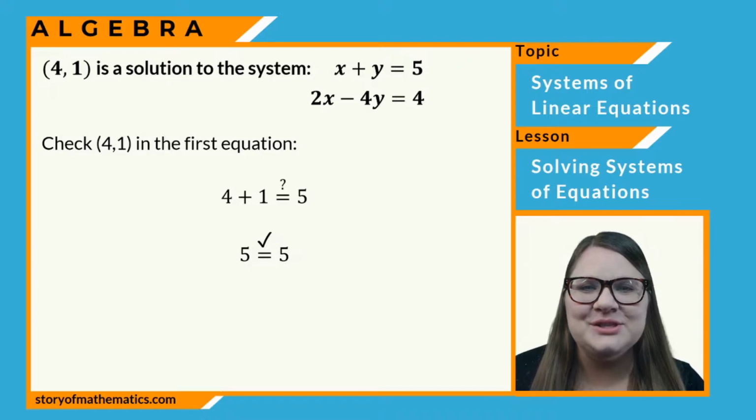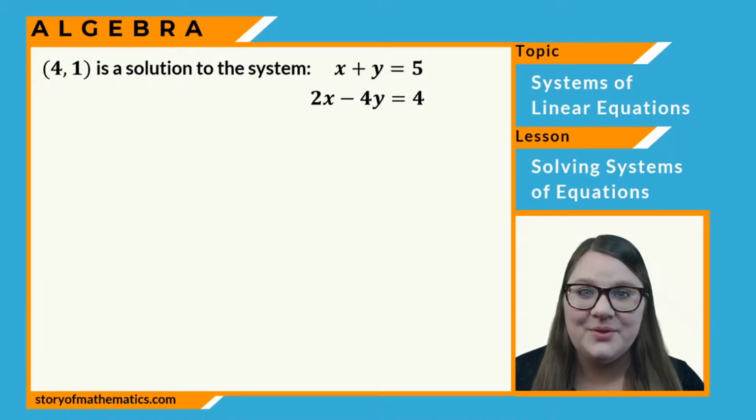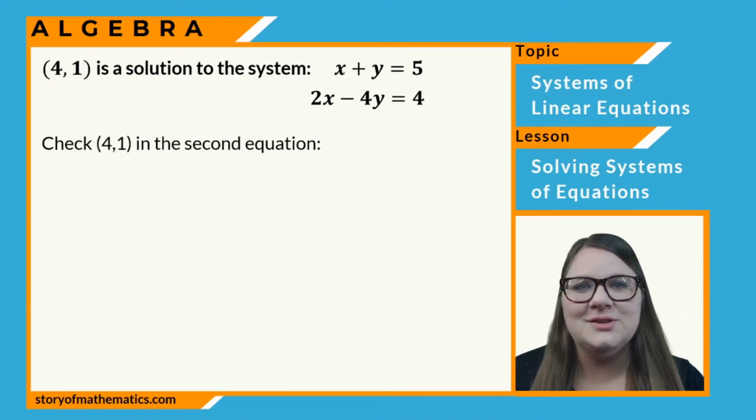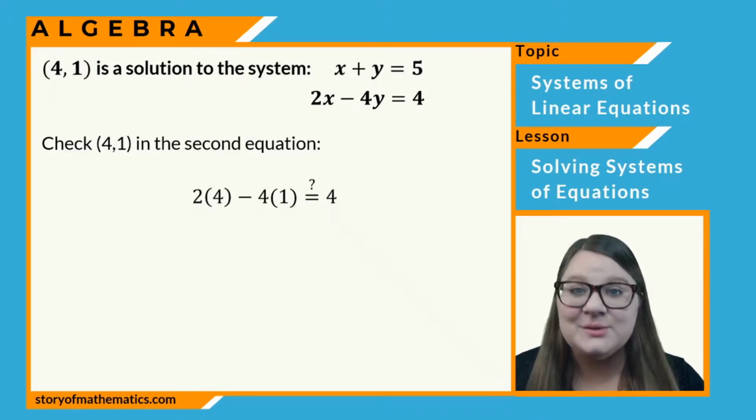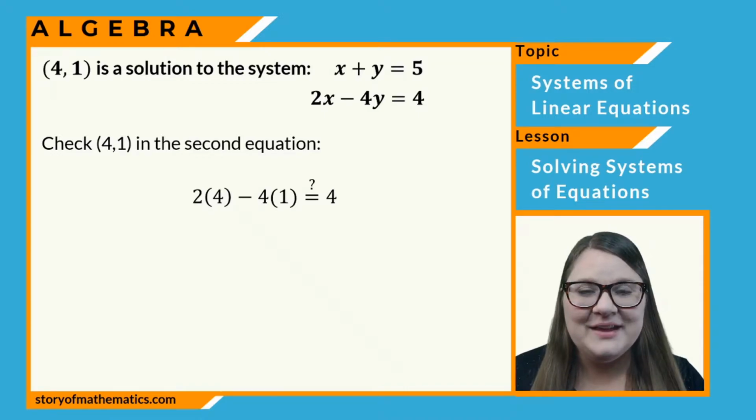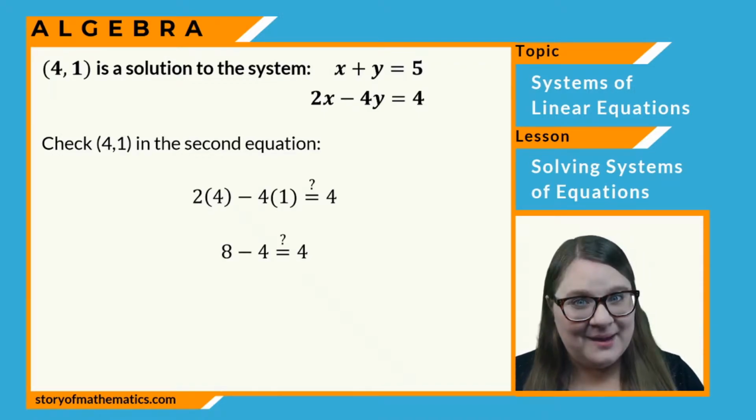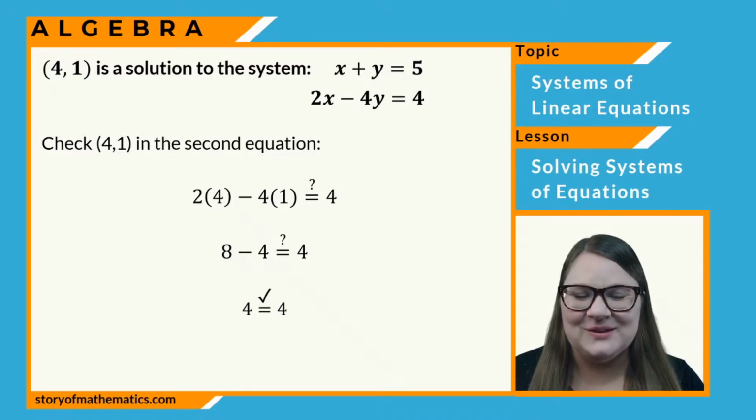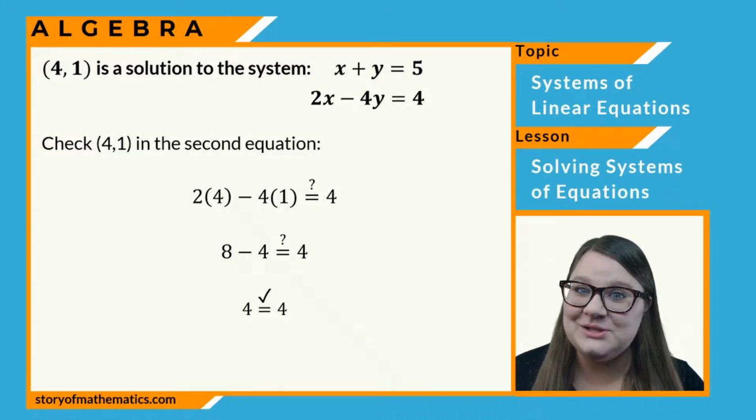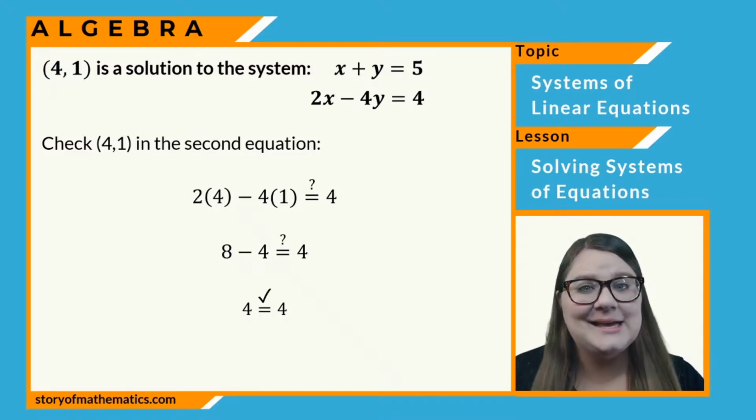However, in order to be a solution to the system, it has to work for both equations. So we're going to also show that it works in the second equation. I'll again replace the x with 4 and the y with 1. Now that gives me 2 times 4 minus 4 times 1, or 8 minus 4, which of course is 4. So 4 = 4. The two sides do match. (4, 1) is a solution to this system.